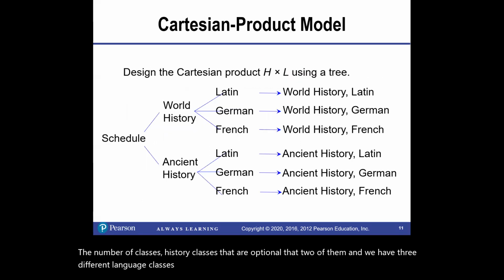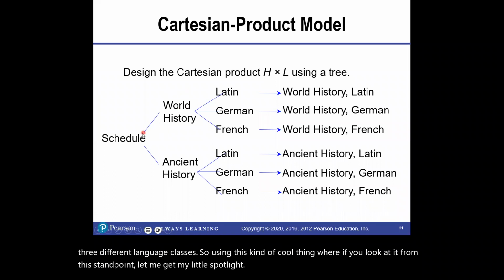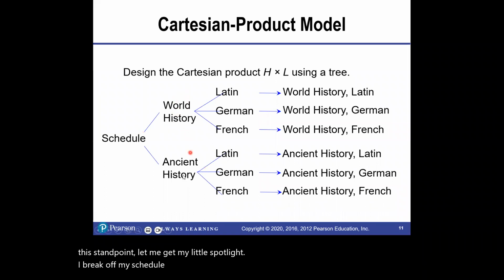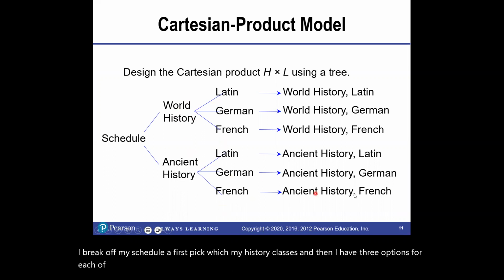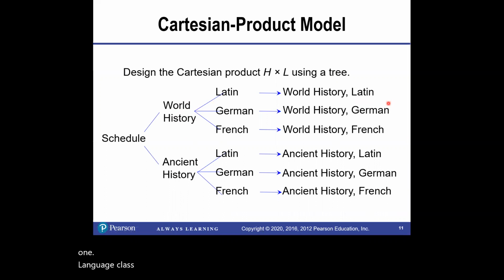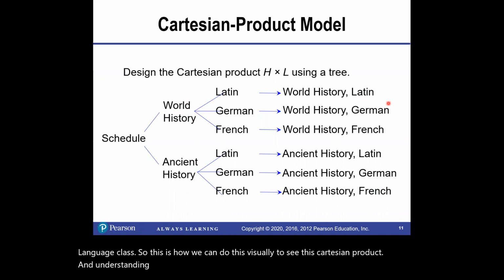So using this kind of cool thing, or if you look at it from this standpoint, let me get my little spotlight. I break off my schedule. I first pick which of my history classes. And then I have 3 options for each of those. And that gives me a total of 6 options. Notice where it's 1 history class and 1 language class. So this is how we can do this visually to see this Cartesian product and understanding that really when I'm multiplying 2 things to get different combinations.